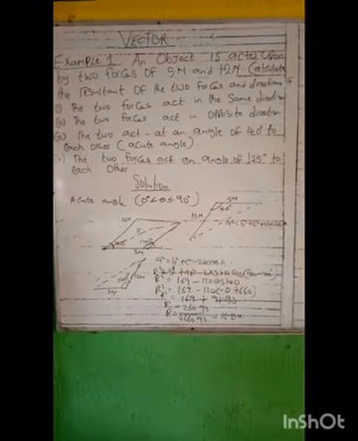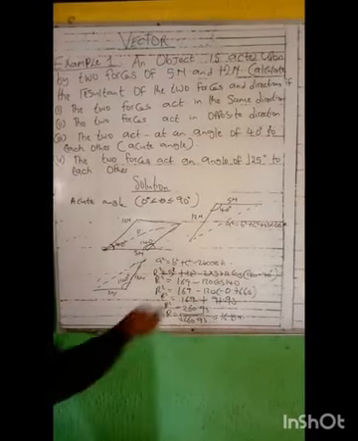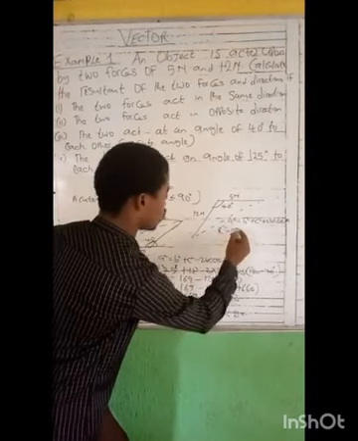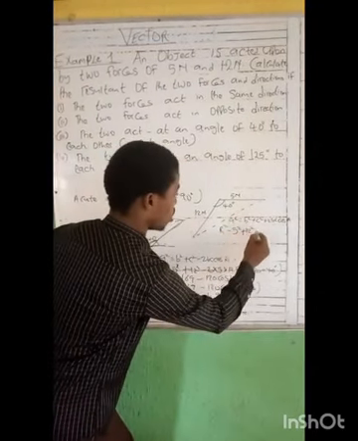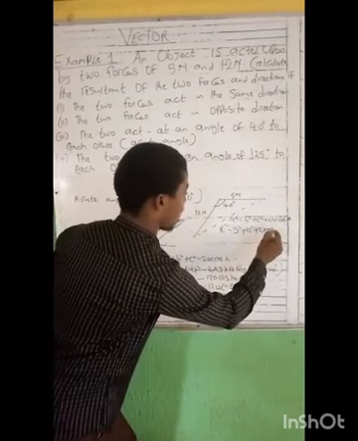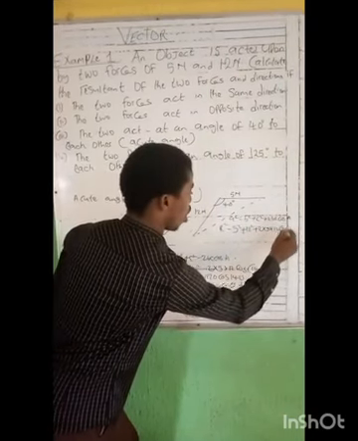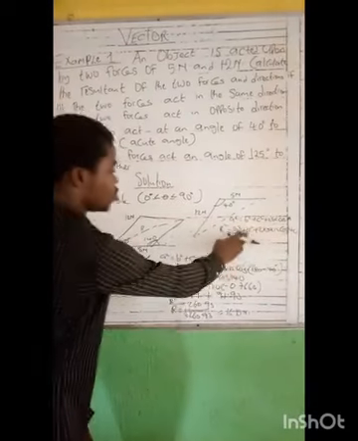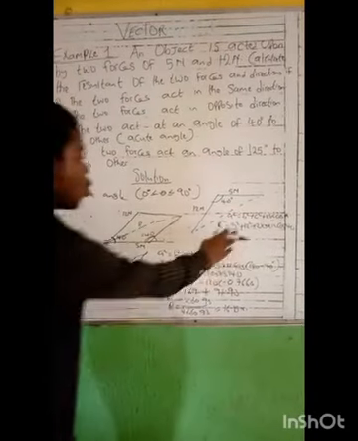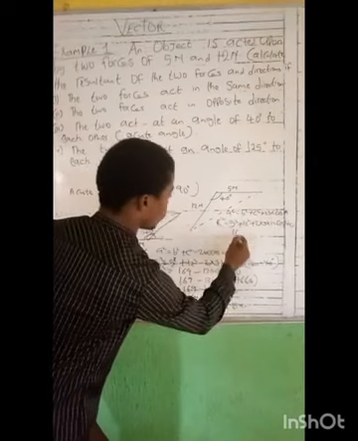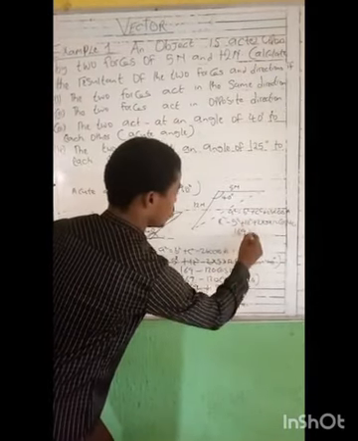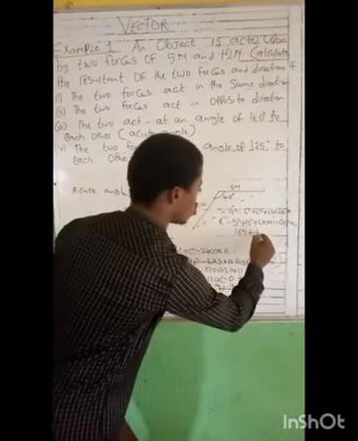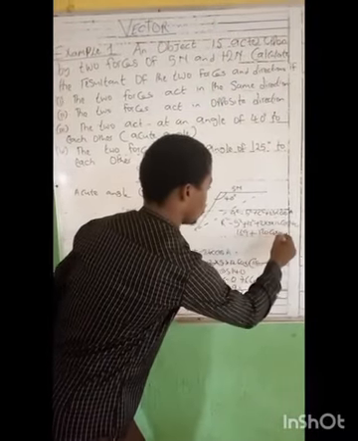Cos 140 is negative cos 40. So if I continue from here, you will see that my resultant R squared equals 5 squared plus 12 squared plus 2 times 5 times 12 cos 40. 5 times 5 gives us 25. 12 times 12 gives us 144. 144 plus 25, I'm going to have 169, plus 2 times 5, 10. 10 multiplied by 12, that's going to give me 120 cos 40.